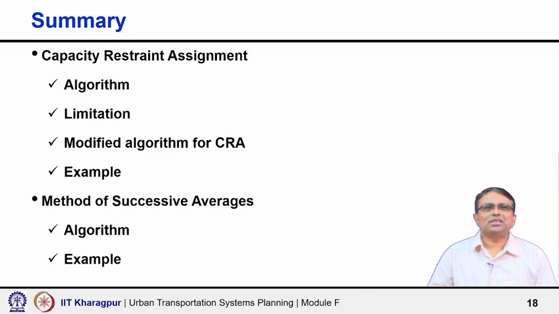So, we discussed here the capacity restraint algorithm, the problem with the basic capacity restraint algorithm, how to overcome it with the modified capacity restraint algorithm, and then also discussed another heuristic approach called the method of successive averages, told you the algorithm and explained it with an example.